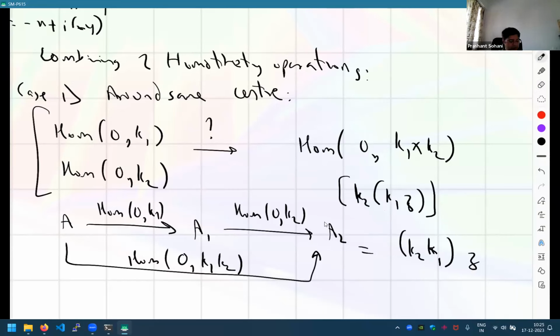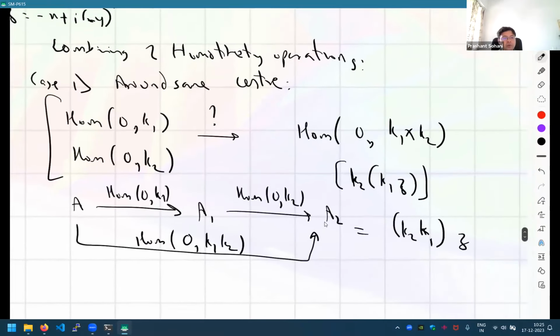Another algebraic fact is that order does not matter, right? If you are applying homothety around the same center, you can reverse the order. So you first do the homothety of K1 and then K2, or somebody wants to do the homothety of K2 first, then K1. You are going to get the same answer because K1 K2 is the same as K2 K1. So it is commutative also. So all of this is for homothety around the same center. But what about a different center?